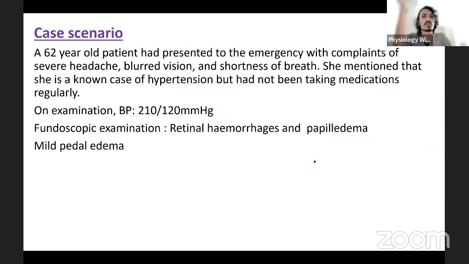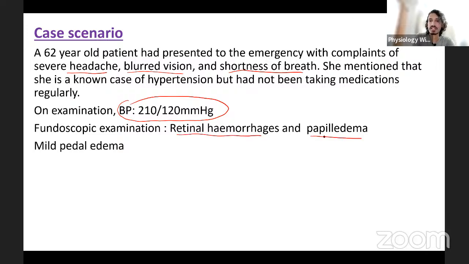A 62-year-old patient came with headache, blurred vision, shortness of breath. So headache is there, blurred vision is there, shortness of breath is there. She's hypertensive. Okay. But when you see, the BP is 210 by 120. Okay, so already she's having some symptoms. Now you look at the retina and you see retinal hemorrhages, papilledema, pedal edema. So this is an example of malignant hypertension.